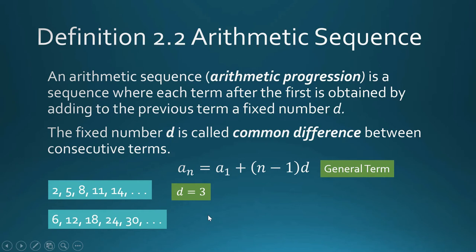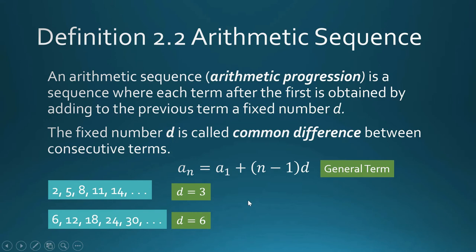This is also an example of an arithmetic sequence. Well, let us check it out. Is the difference between two consecutive terms the same? Well, the difference between 12 and 6 is 6. Between 18 and 12 is 6. It's the same with these two and the same with these two. So the common difference is D is equal to 6.